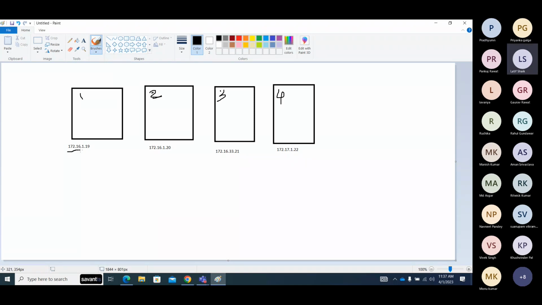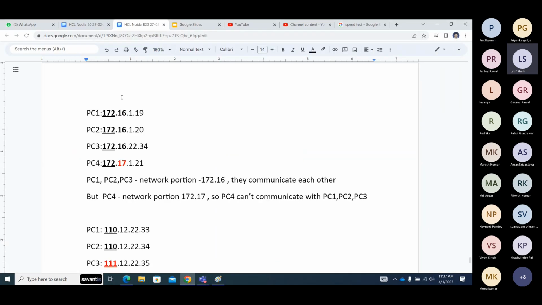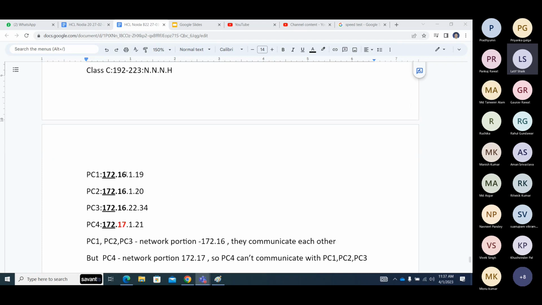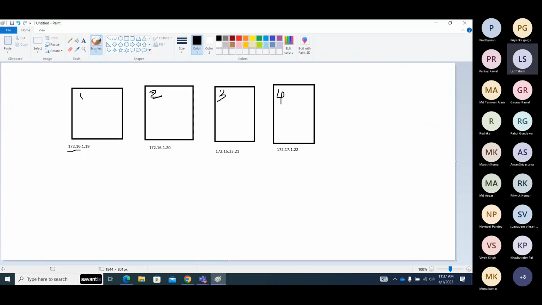From PC1, check the network portion. It is a class B IP address, guys. First check the first octet. It is a class B IP address. For class B, the first two portions are the network portion, and the remaining is the host portion. See, for the first PC, what is the network portion? The first two.